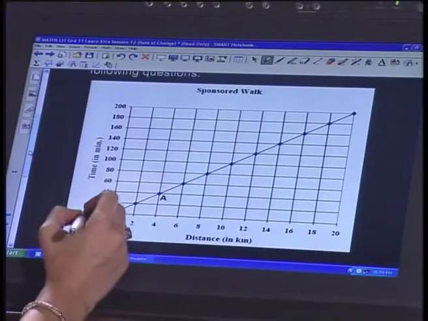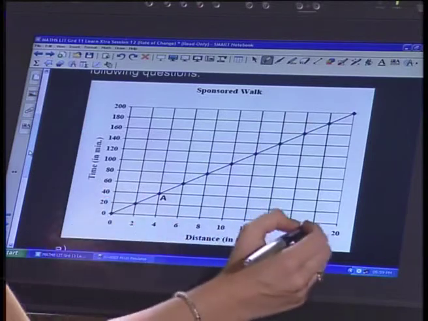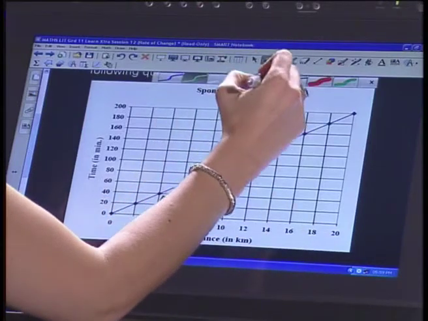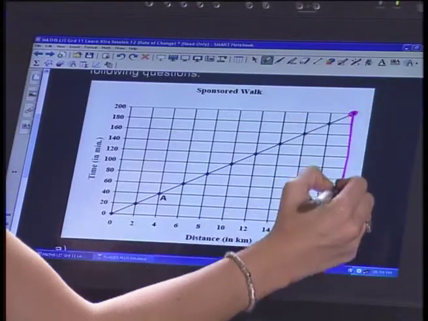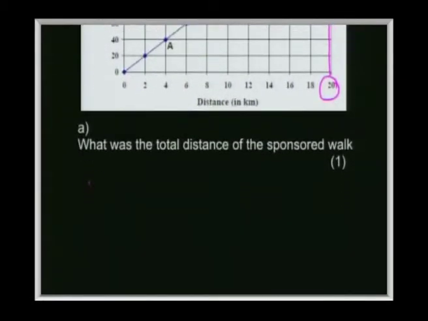As you can see here on our graph, this indicates distance and this indicates time. We're looking at the distance, and in this case, we look at where the sponsored walk ends, draw a line down, and our distance is 20 kilometers. That was an easy one. Let's move on to the next question.